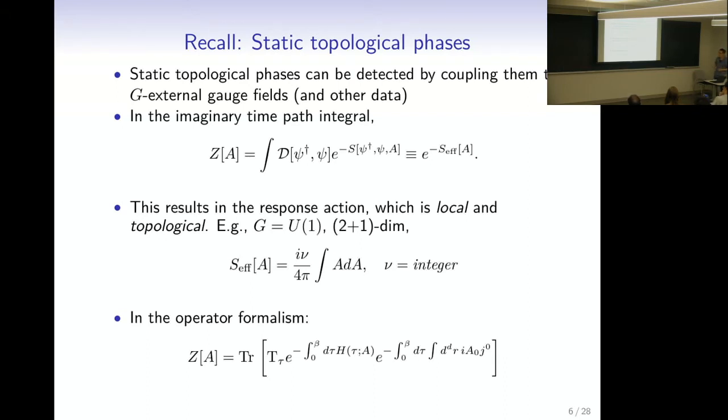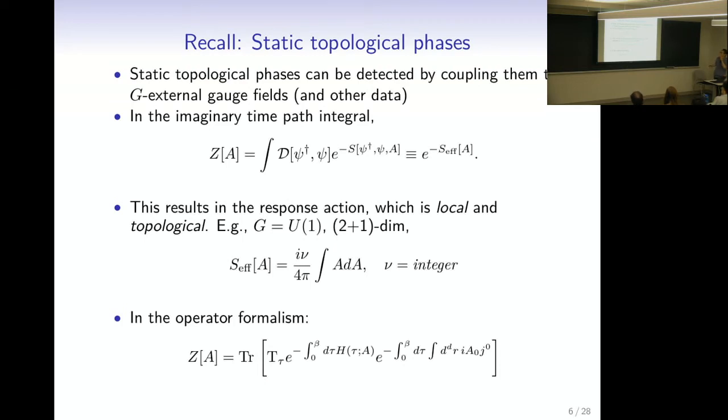So static topological phases can basically be detected by coupling the system to some sort of gauge field. In particular, symmetry protected ones are pretty much described by their coupling to a background gauge field, or time reversal symmetry or some other things. We can put in additional data which can couple to a topological system. But in the simplest setting, I have a symmetry G, and then I introduce a gauge field for the group G, and then we can use that to detect static topological phases.